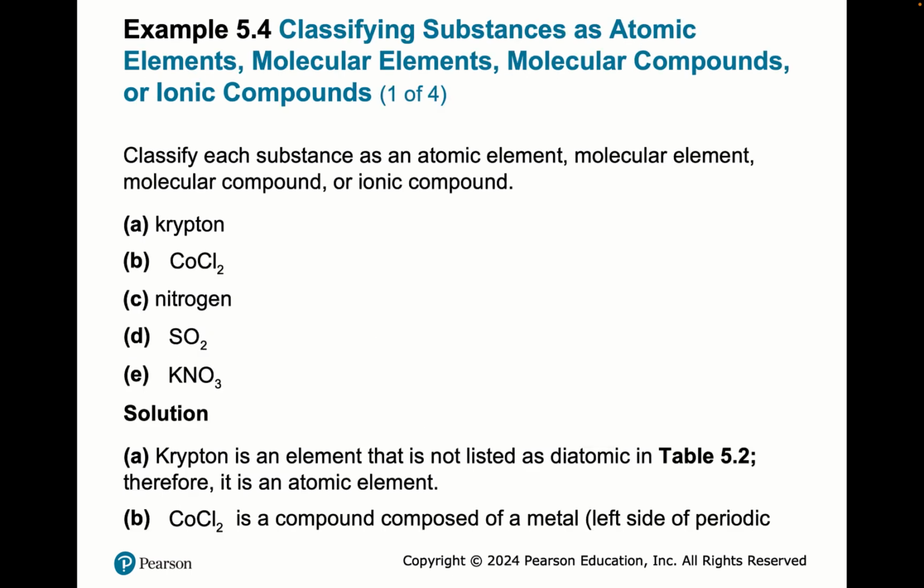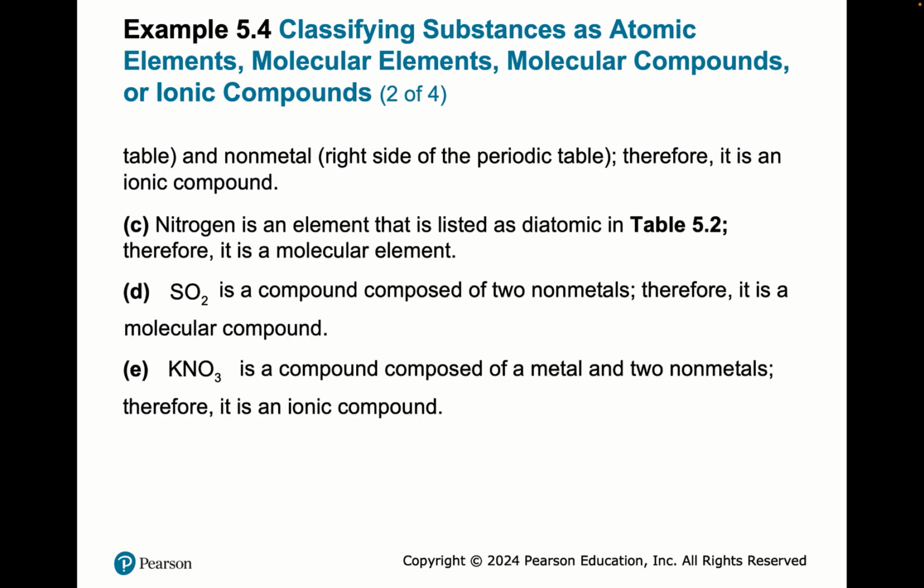So what are these? Are these atomic elements, molecular compounds, or ionic compounds? So krypton, that's a noble gas. That's just an atomic element. Cobalt(II) chloride, that's an ionic compound. It's a metal and a nonmetal. Nitrogen is a diatomic element, so it's a molecular element. Sulfur dioxide, this is a molecular compound. They're both nonmetals. And then potassium nitrate, this is a metal with a polyatomic anion, so that is an ionic compound.